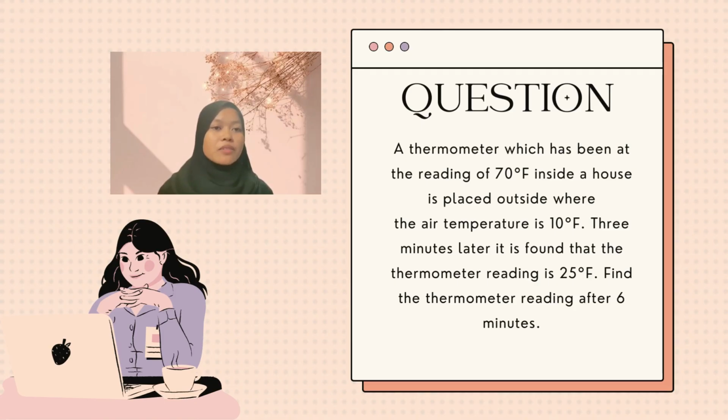Next, I will read aloud the second question. A thermometer which has been at a reading of 70 Fahrenheit inside a house is placed outside where the air temperature is 10 Fahrenheit. 3 minutes later, the thermometer reading is found to be 25 Fahrenheit. Find the thermometer reading after 6 minutes.